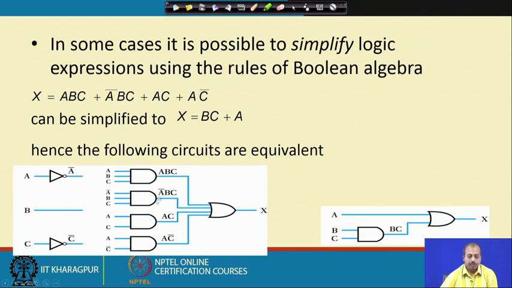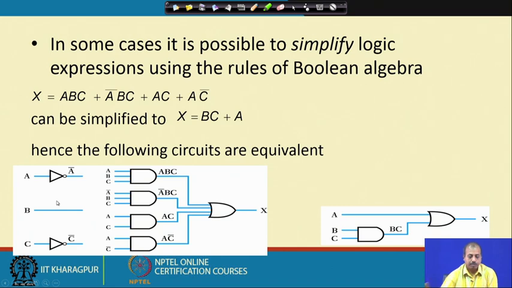Now, since you are needing both A and A bar, you will be needing an inversion of A to get A bar. So this A bar line should be connected to this point, whereas the points where you are getting A directly can be taken from this point and connected to A.